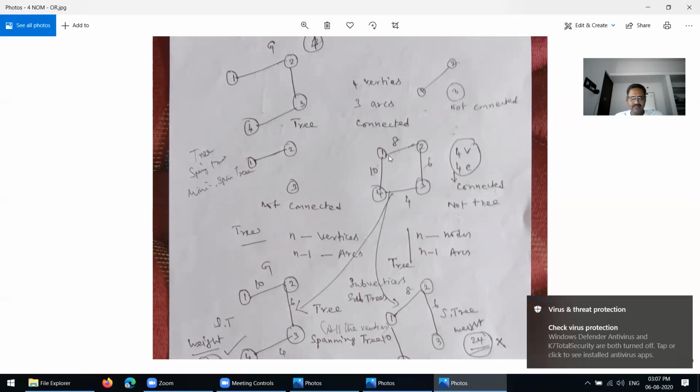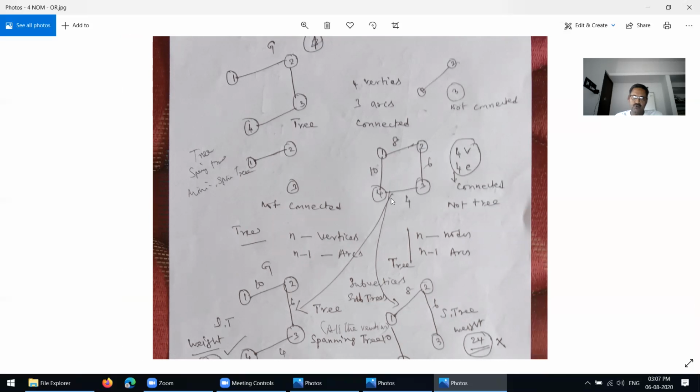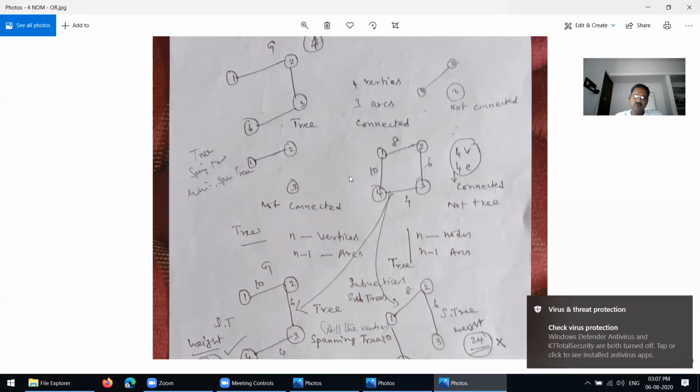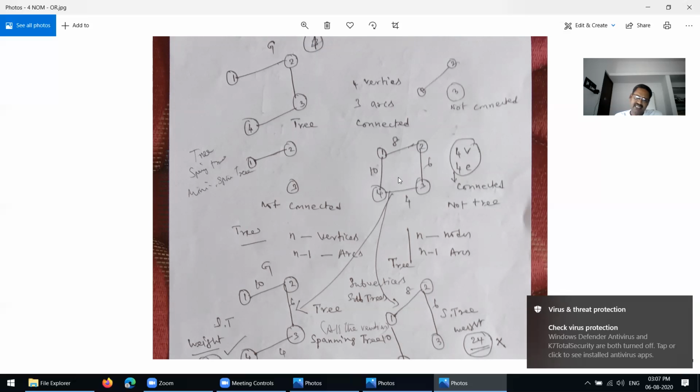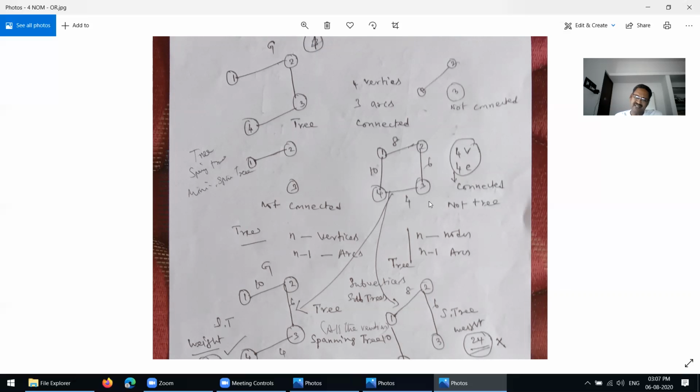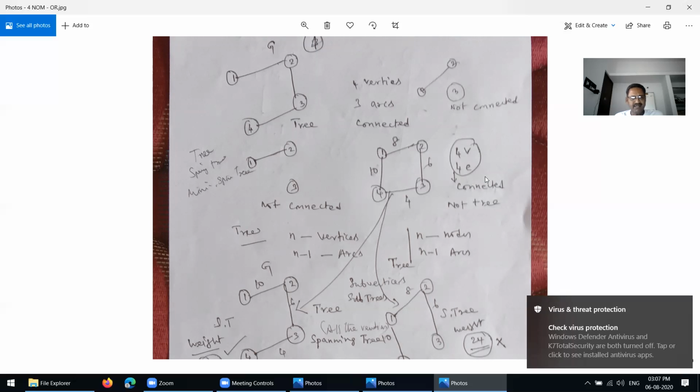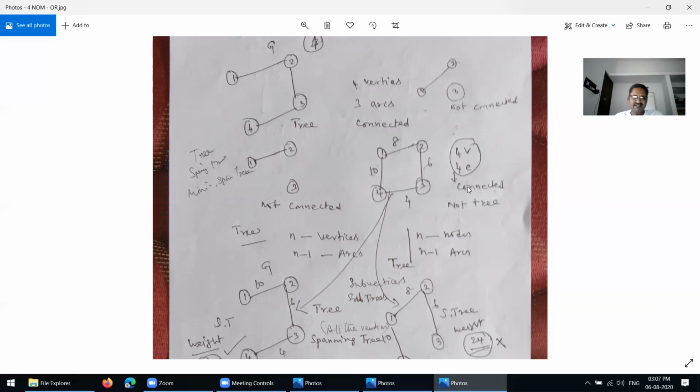4 vertices. Vertices means the nodes: node 1, 2, 3, 4. How many edges here now? 1, 2, 3, 4. So we have 4 vertices and 4 edges. So this one is connected, but it's not a tree. This one is connected, but not a tree.